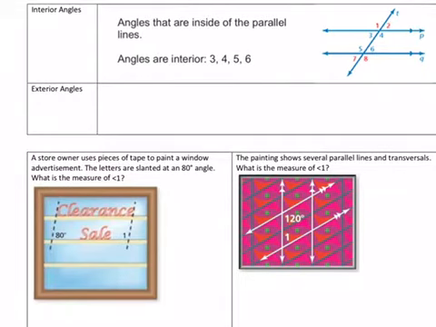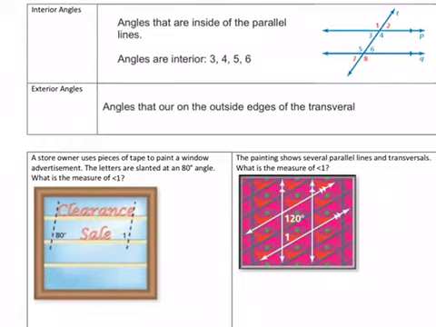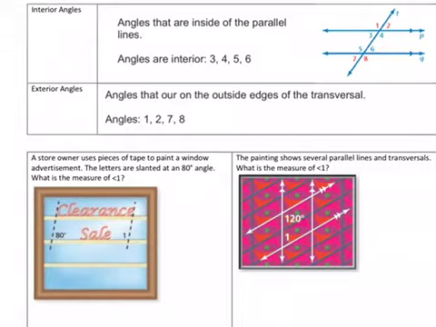The exterior angles are obviously the ones that are outside. They're not housed within the parallel lines. They are the angles that are on the outside edges of the transversal. So we are talking about angles 1, 2, 7, and 8. These are going to be very important to us because they're going to help us find out angles sooner, so I can find out what angle 7 is based on what angle 2 is because of that exterior angle situation.